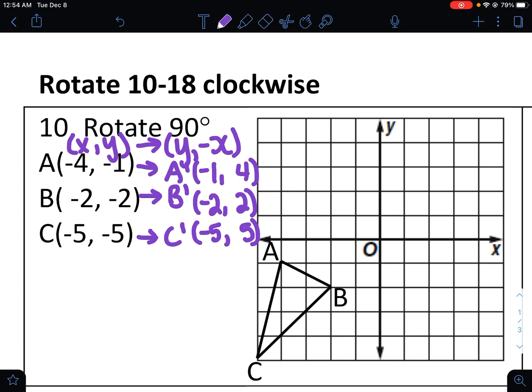Let's go ahead and graph these. We have -1, +4 for A prime. We have -2, +2 for B prime. -5, +5 for C prime. And let me move that out of the way. Connect the dots.